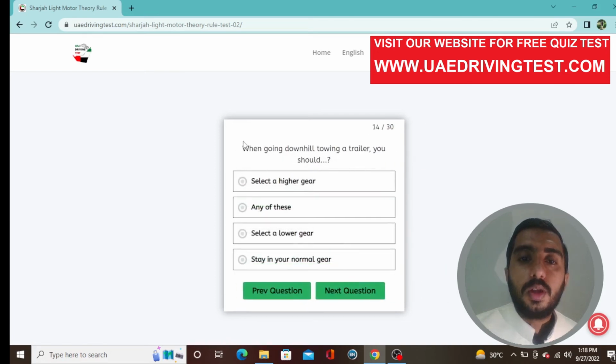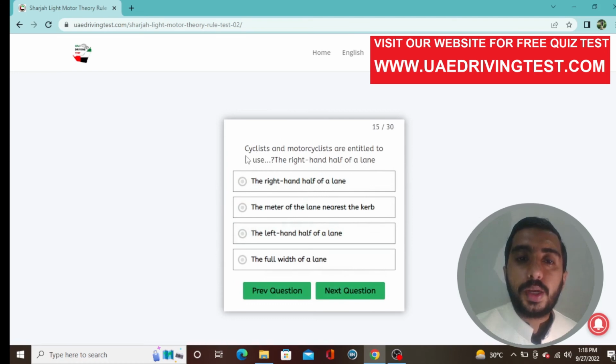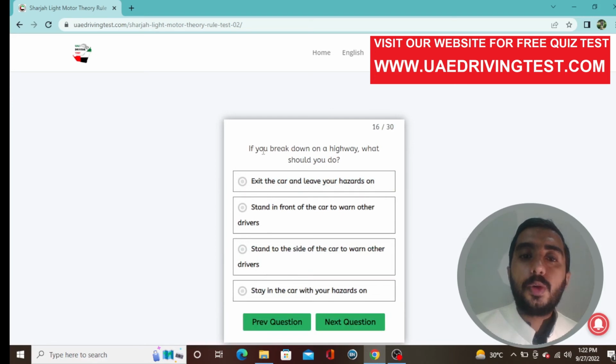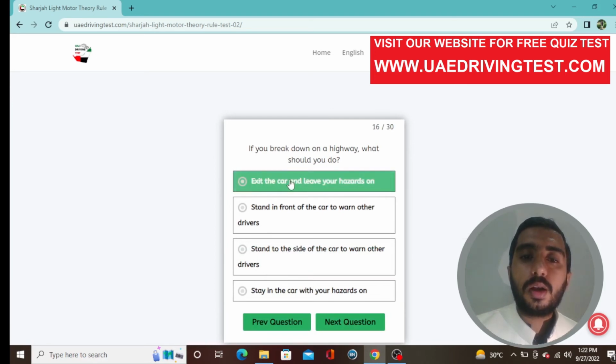Next question. Question number 14 is when going downhill towing a trailer, you should select a lower gear. Option C is the correct one. Next question. Question number 15 is cyclists and motorcyclists are entitled to use the right hand half of the lane. Option D is the correct one. Question number 16 is if you break down on a highway, what should you do? You need to exit the car and leave your hazards on. Option A is the correct one.